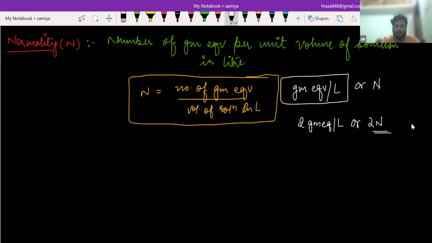Like if you have 2 gram equivalent per liter, you can directly use 2N, which represents 2 gram equivalent per liter. Also, please correct the definition: number of gram equivalent of solute. Like in molarity, number of moles of solute per unit volume of solution in liter, it is just like that. Normality is number of gram equivalent of solute per unit volume of solution. So here you can also write number of gram equivalent of solute upon volume of solution in liter. Please write it and let me know.